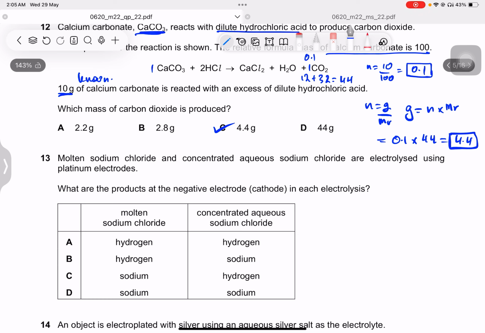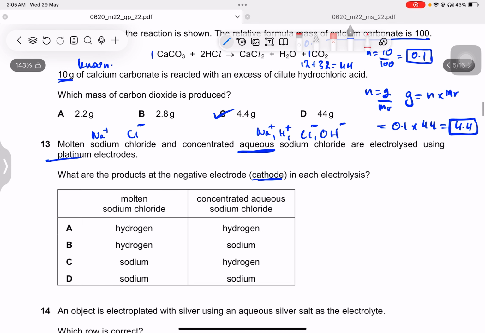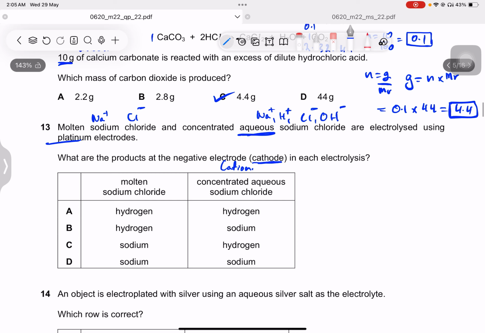Next, molten sodium chloride, which means that the ions are Na plus and Cl minus, and concentrated aqueous sodium chloride, which means the ions are Na plus, H plus, Cl minus, OH minus, are electrolyzed using platinum electrodes. What are the products at the negative electrode, which is the cathode, in each electrolysis? So at the cathode, the cation is being discharged. So we will ignore all anions. Only cations will be observed. In molten state, we have only one cation, Na plus.